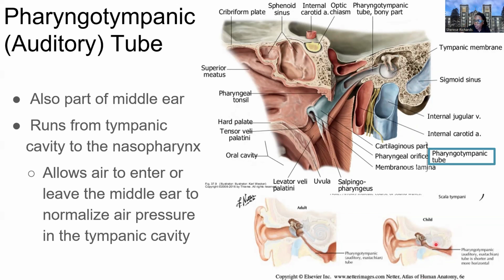So because of this horizontal shape and shorter length, in the adult it's much more vertical. So it's easier to drain. It's easier for gravity to do its thing and help to equalize the pressure, and then any mucus can be cleared out because of that as well. It's also longer in the adult.